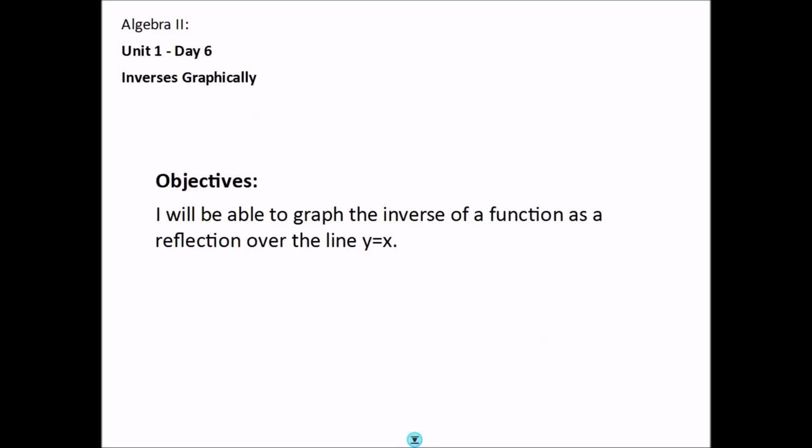Today we're going to talk about finding inverses graphically. By the end of this lesson, you'll be able to graph the inverse of a function as a reflection over the line y equals x.